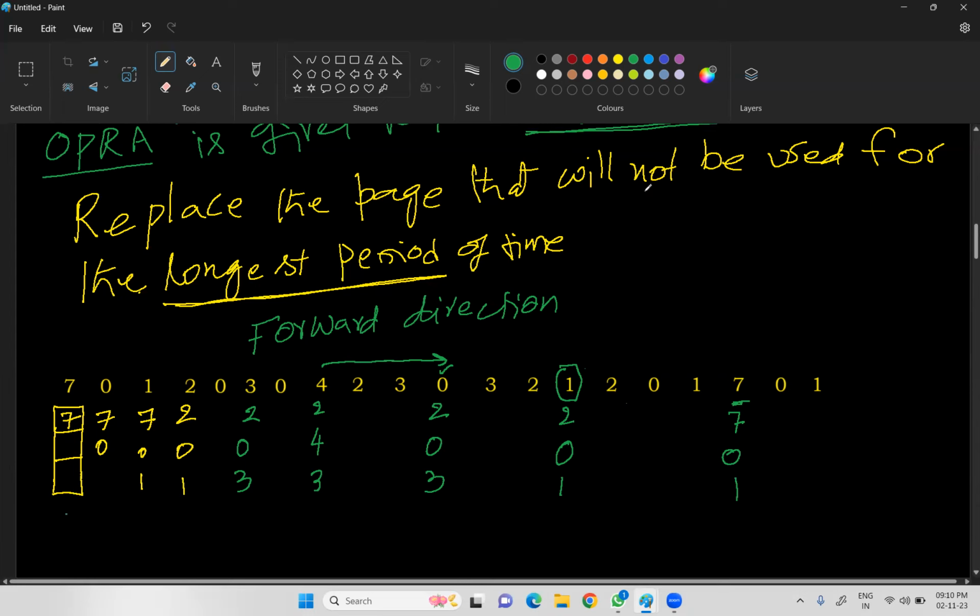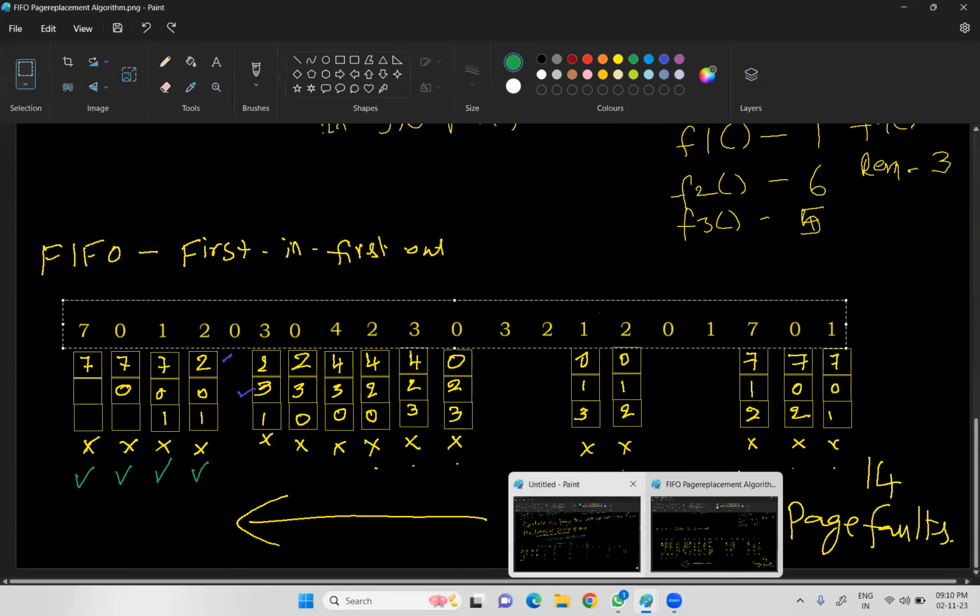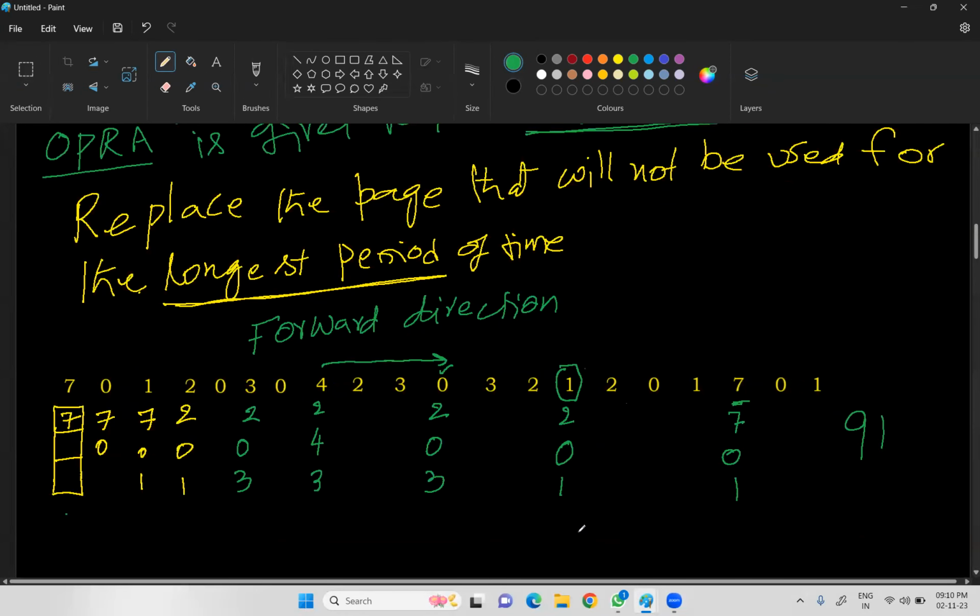You can count 1, 2, 3, 4, 5, 6, 7, 8, 9. Totally, previously we got 15, then 14, and now we got only 9 page faults.